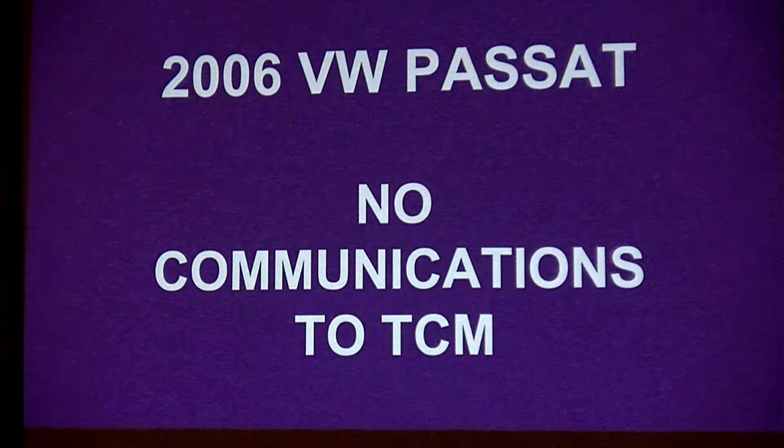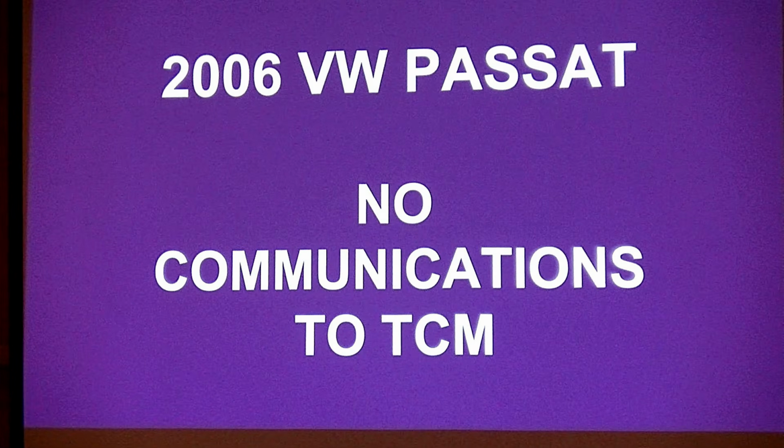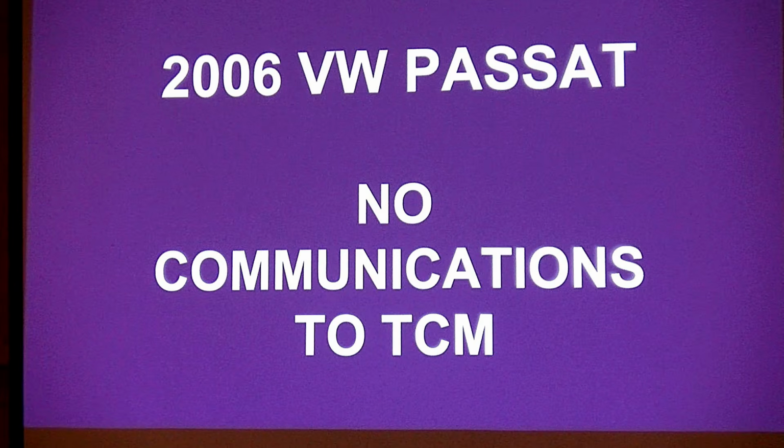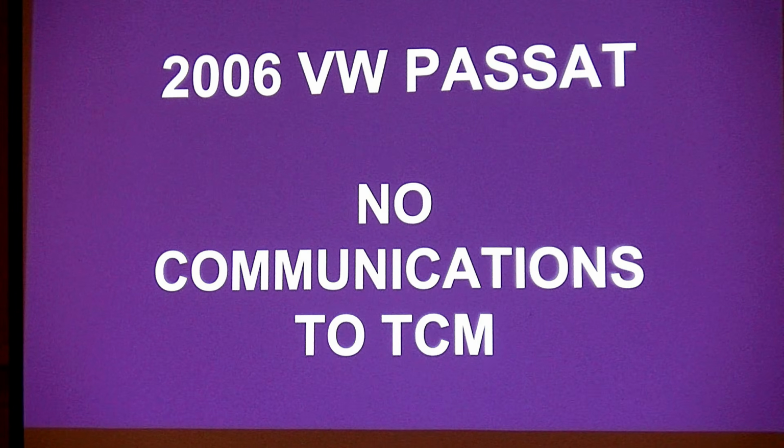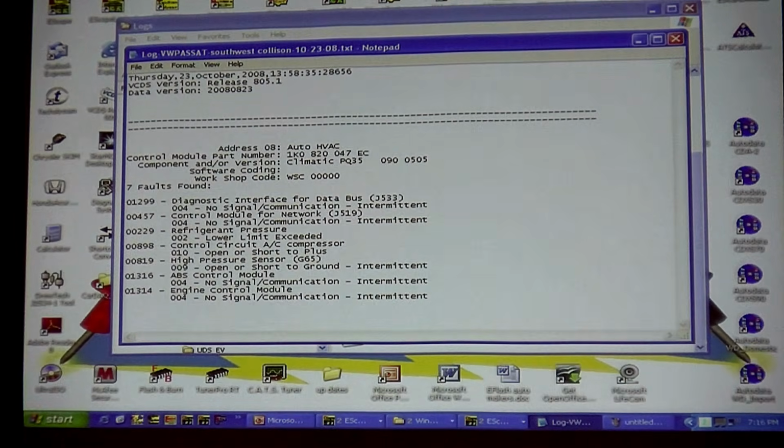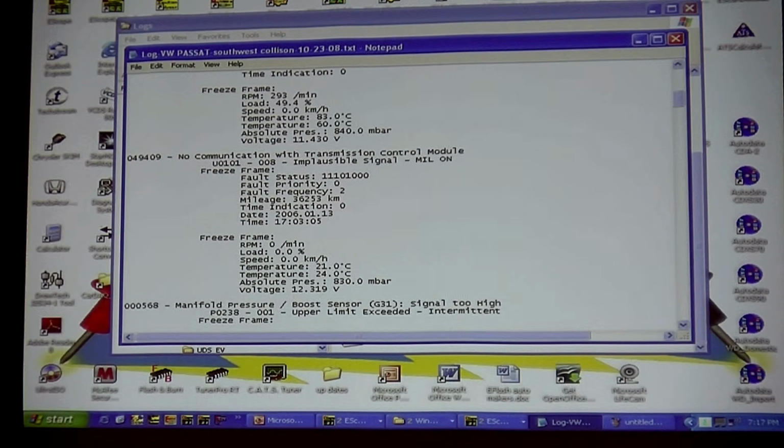Let's put our knowledge to work. We've got a 2006 VW Passat, no communications to the TCM. So we want to go get data. We've got the diagnostic interface bus. We've got a control module network. We've got refrigerant pressures, high, low. We've got a bunch of things. We've got more over here. No communication with the transmission module. That's the one I want to see. Okay? It says no transmission.